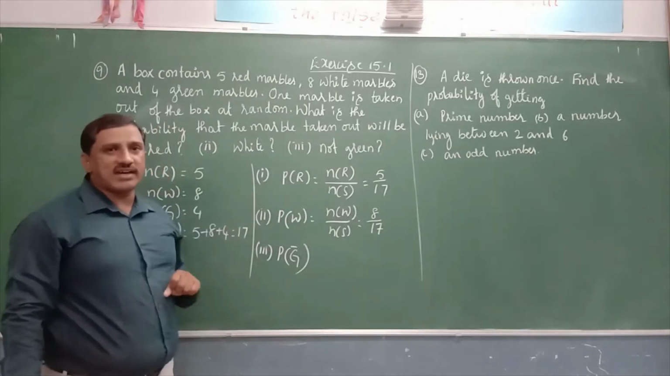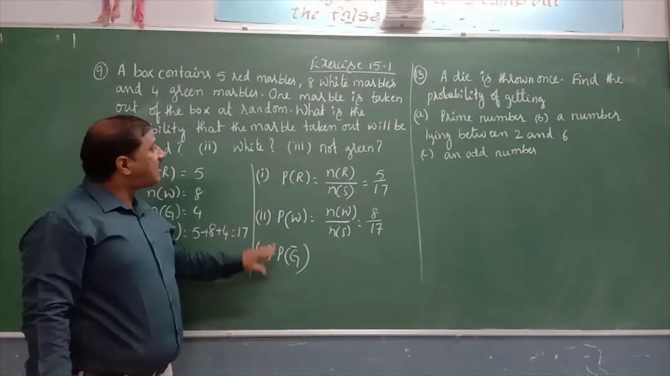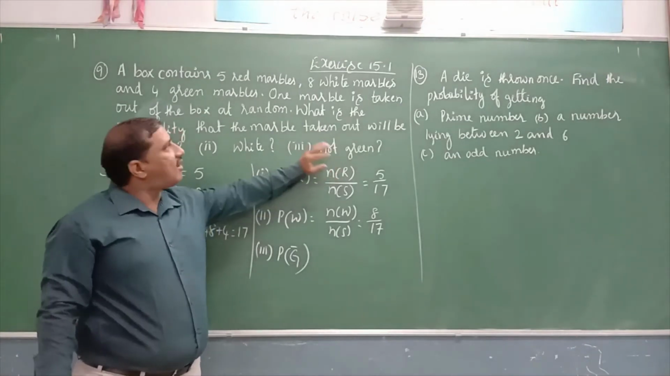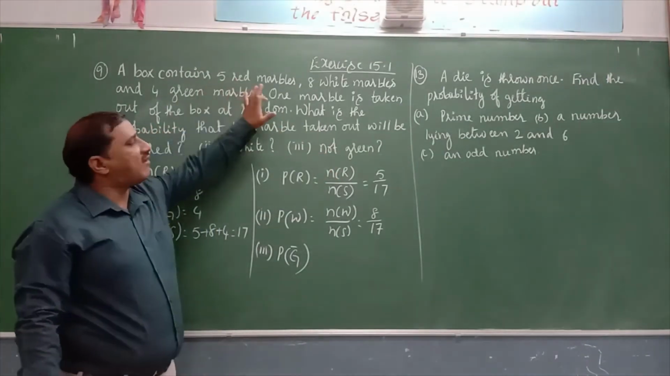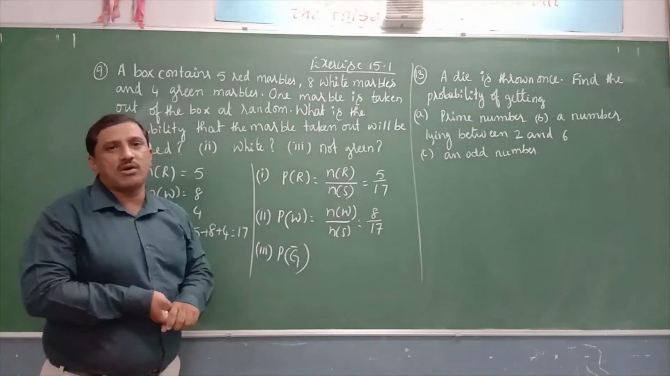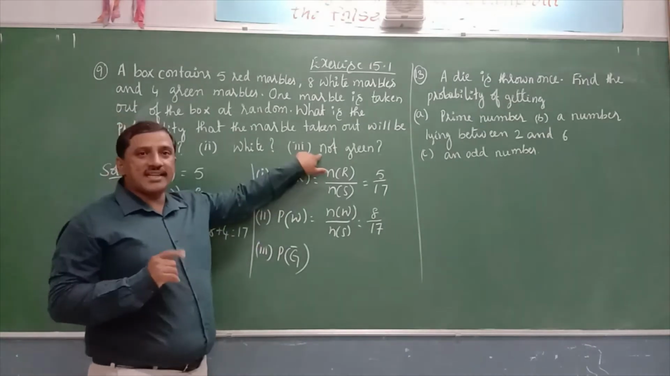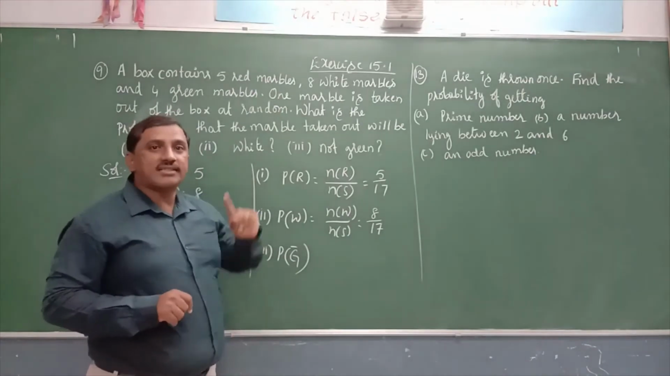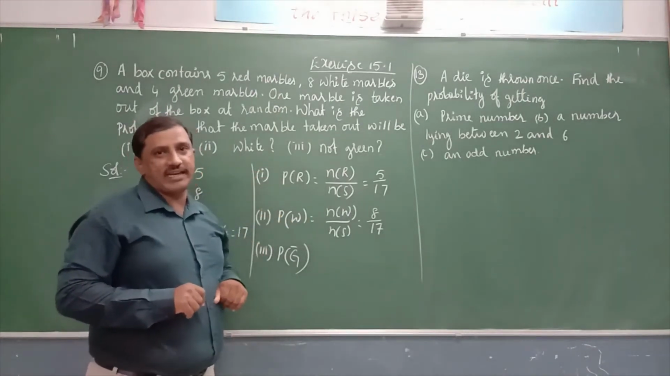The other way is what? Find the number of marbles which are not green. Not green means red marbles and white marbles. How many favorable outcomes are there to this event? Here the event is not green. 5 plus 8, it is 13. So 13 by 17 we get.